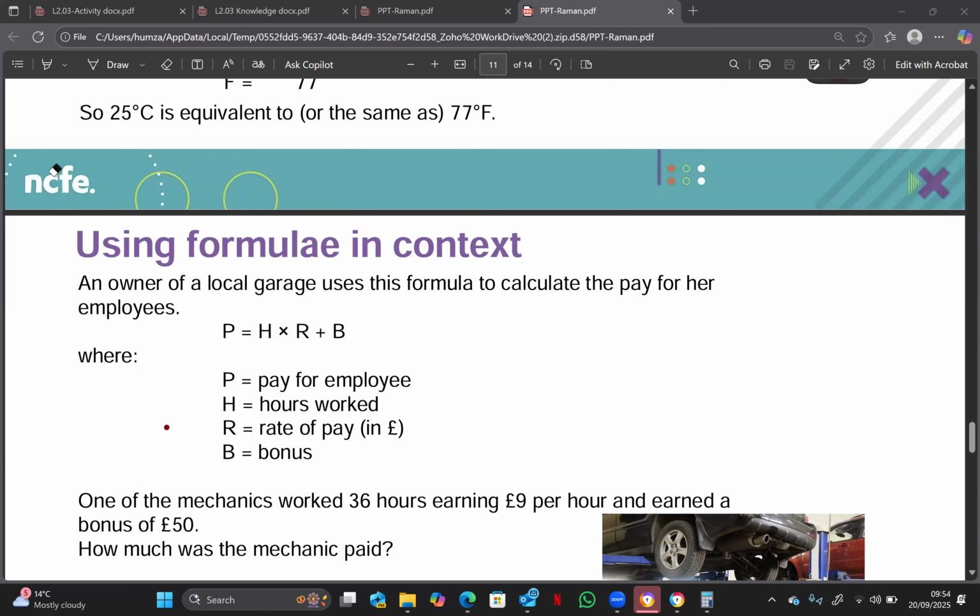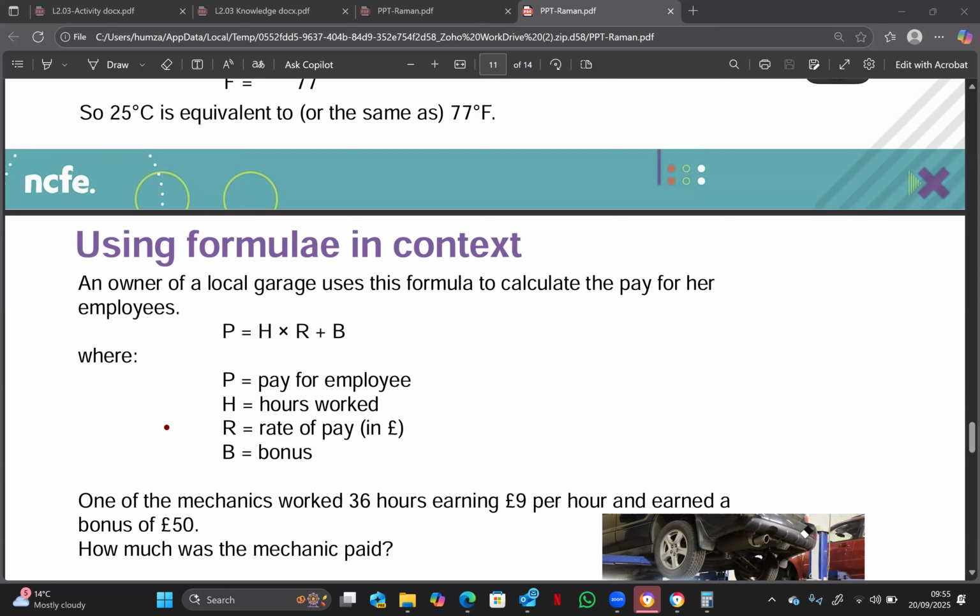An owner of a local garage uses this formula. Pay for the pay. One of the mechanics works 36 hours, 9 pounds per hour, 50 pounds.